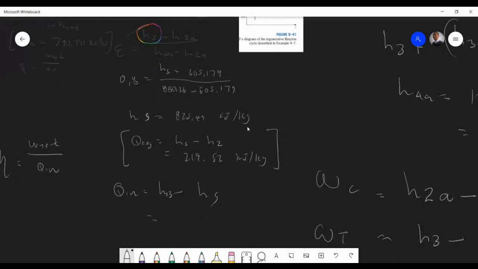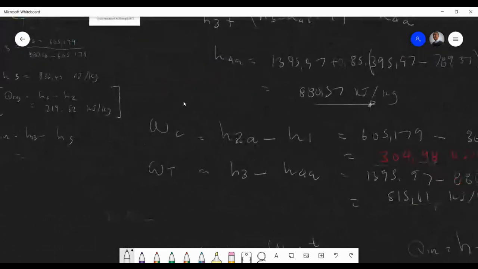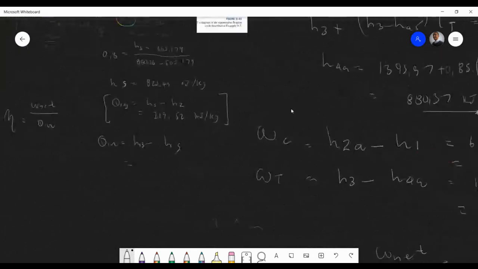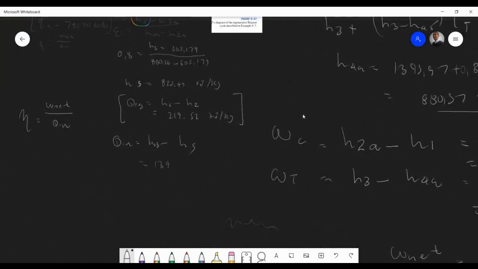H3 was a big value, 1395.97, minus your H5 value. Let me just calculate this. This is the new Q in, you can call it Q in regen. So it's 1395.97 minus 825.49, and you get an answer of 570.48 kilojoules per kilogram.